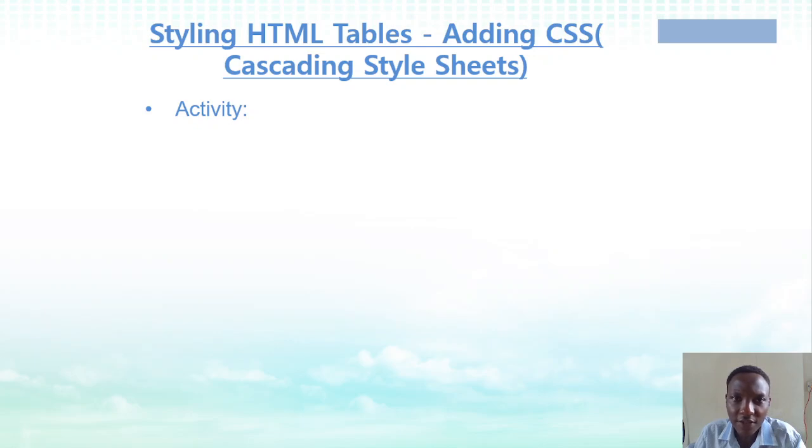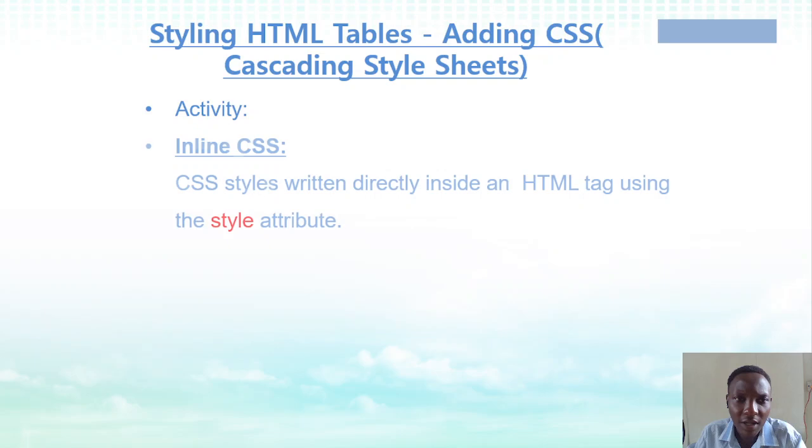So in this session we will see the activity, but we also discuss these various ways of adding CSS, that is, adding the cascading style sheets. We've seen the internal, external, and also within the header. In this session we'll specifically see how you can add CSS inline. So inline CSS. Basically, what we discussed is that these are just CSS styles that are written directly inside the HTML tag using the style attribute.